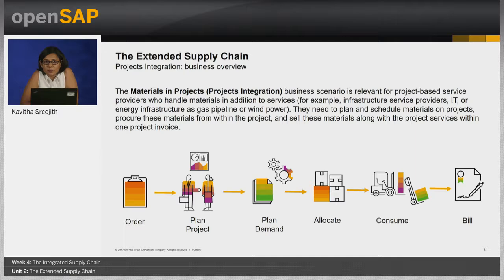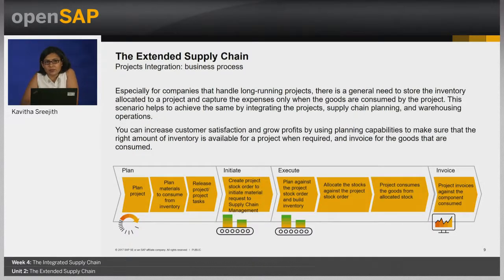In the last part of this unit, we shall take a look at the integration of projects with supply chain. This process is termed as materials and projects. Especially for companies that handle long-running projects, there is a general need to store the inventory allocated to a project and capture the expenses only when the goods are consumed by the project. This scenario helps to achieve the same by integrating projects with supply chain planning and warehousing operations. Let's take a look at the detailed steps.